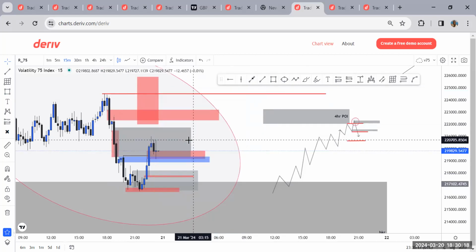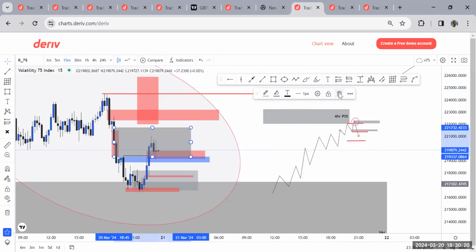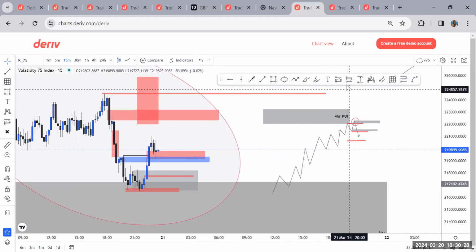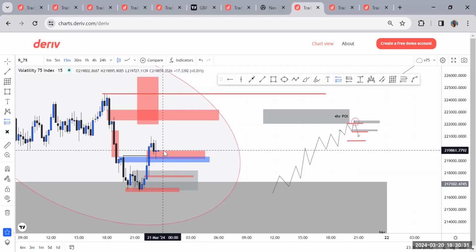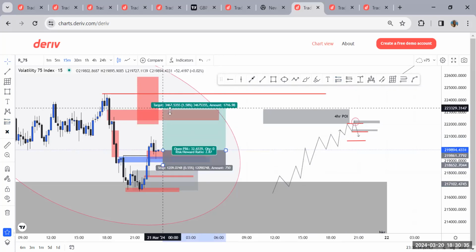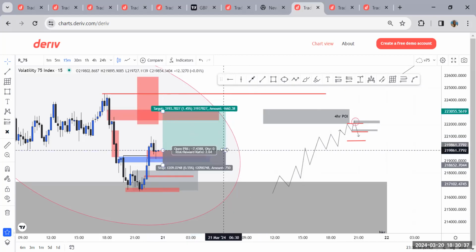So let me clear the zones. You can take another buy here. You put your stop loss here. You still aim for this area. That is 2.6.